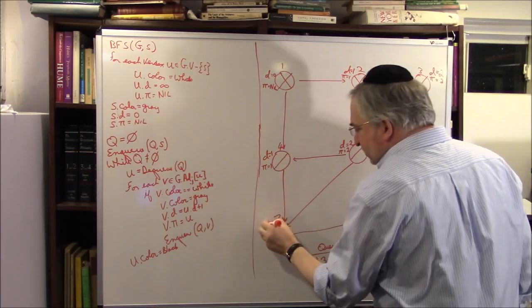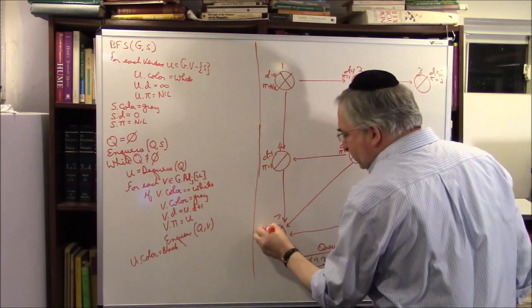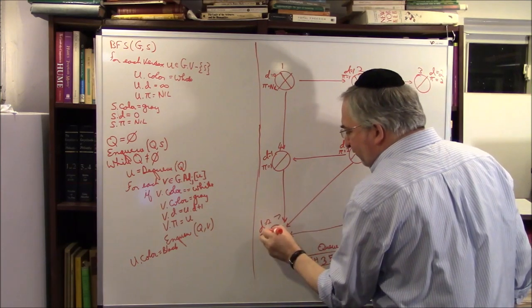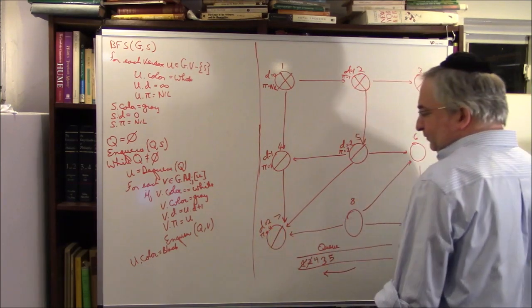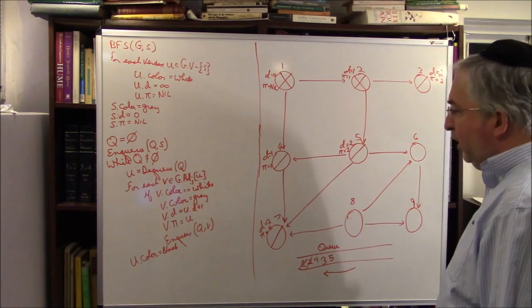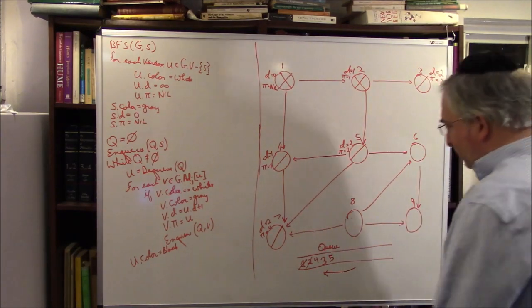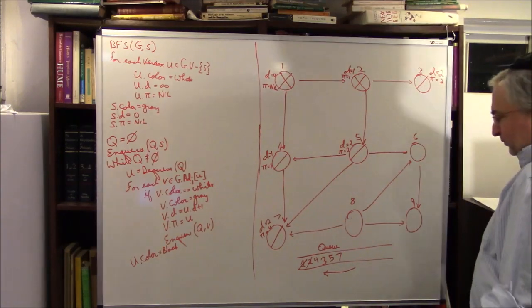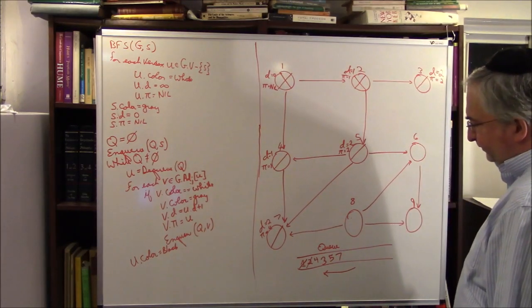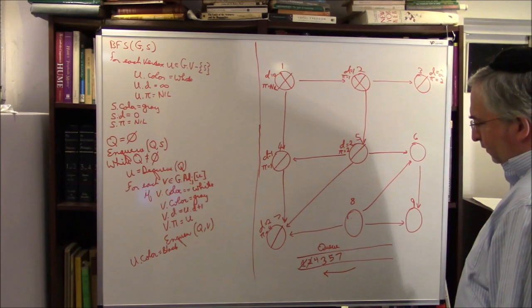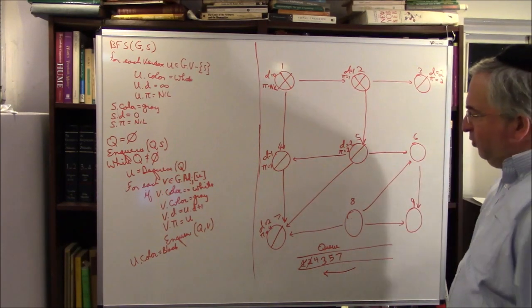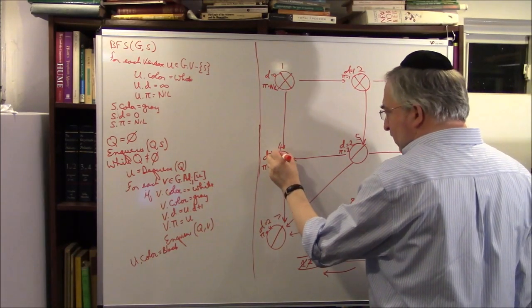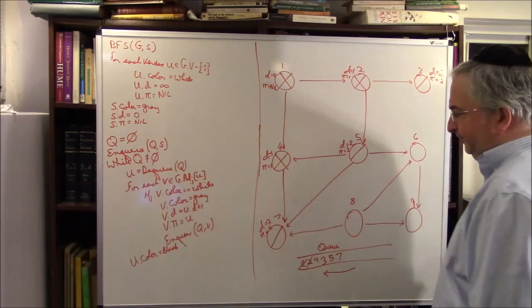Then distance was 1 here, so the distance here is equal to 2. The parent is equal to 4. Okay. We enqueue 7, so we put 7 on the list. Okay. 4 has no more children, so we color it black, and we're finished.